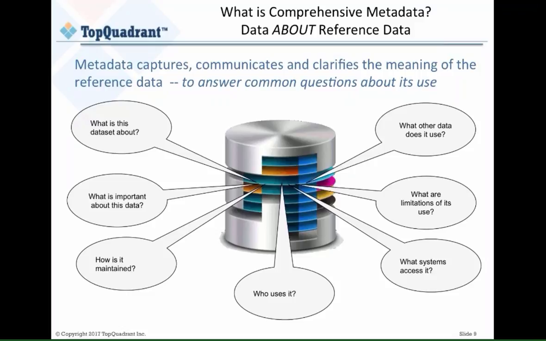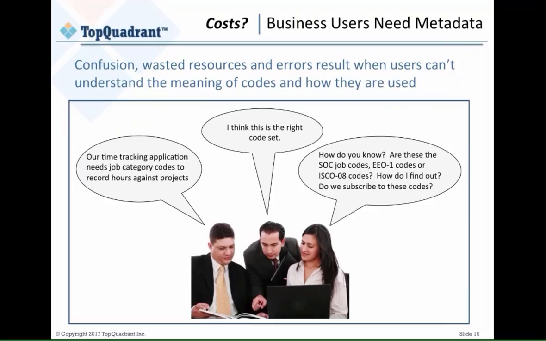Who uses it? What are its limitations? And on and on. So if we don't manage in this way to actually capture these kinds of metadata about the data, confusion, wasted resources, and errors are going to result. And you can see in this example, metadata describing which codes are needed is missing. And it causes confusion. The people in the illustration don't know which code set to use. And this is just one example.